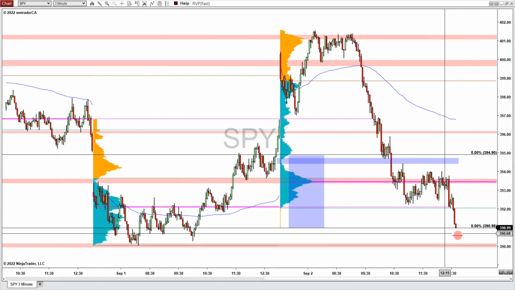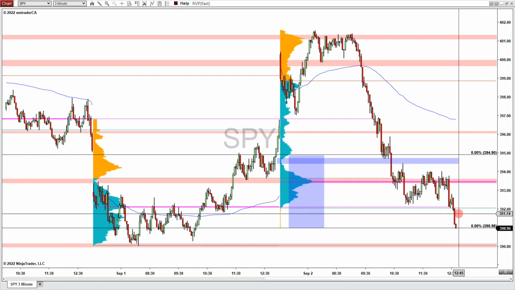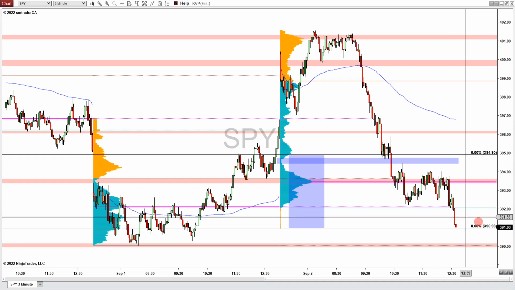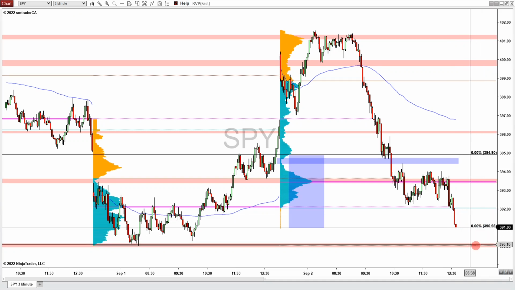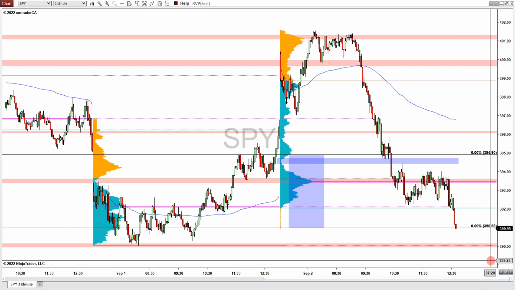And here we are taking out this lower boundary of the lower range of the weekly expected move. Right now, I was watching this zone here. This is also in confluence with yesterday's low and the value area low. So look for that to possibly get tagged down at this 390 area.